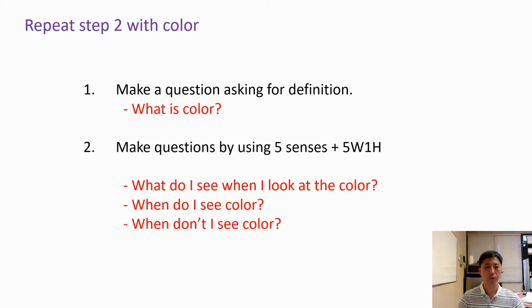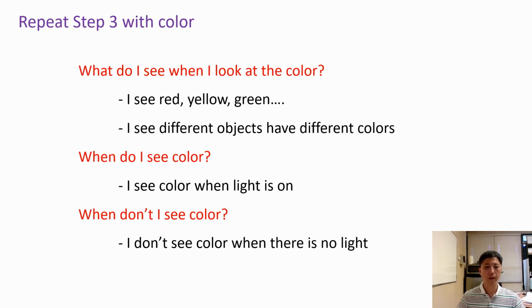do the same thing, repeat. So basically, make questions asking for the definition to define the topic, and observe yourself by using the 5 senses and WH questions. And what you do is describe them for each question. So basically you can see them, right? You can actually describe it as much as you could.